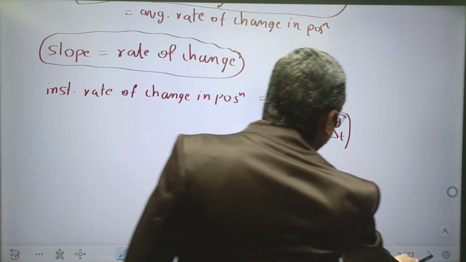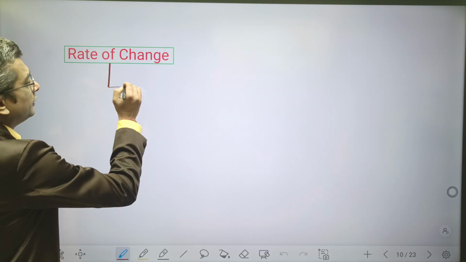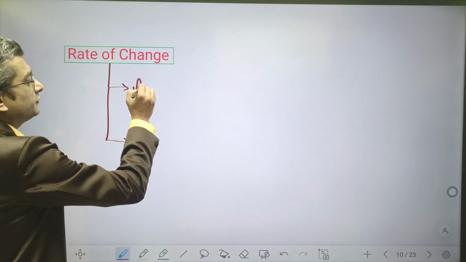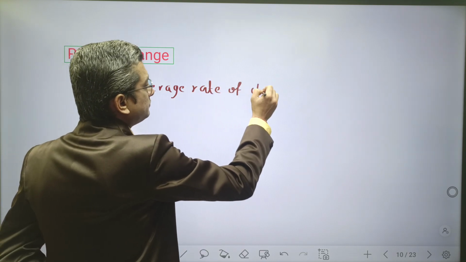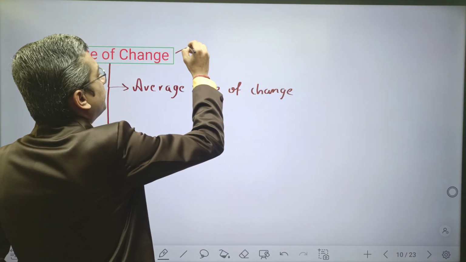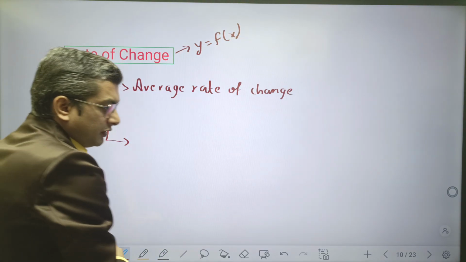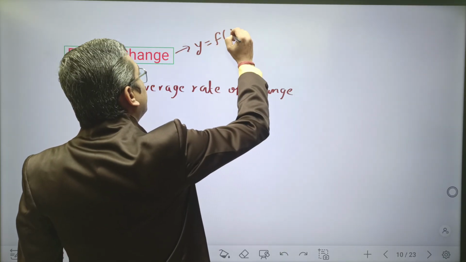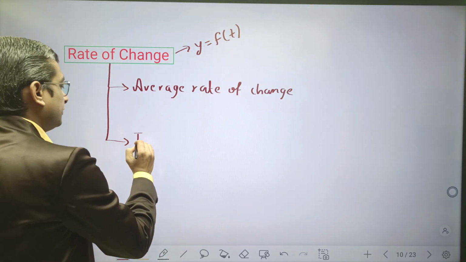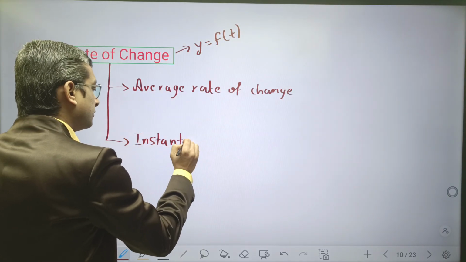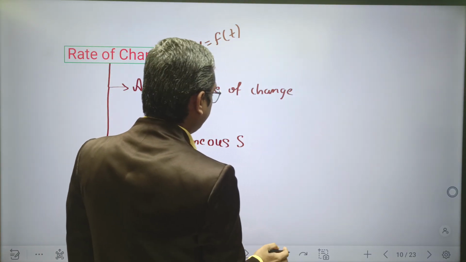Now next slide, very important, isn't it? If I write rate of change, this rate of change can also be defined in two ways. The first is average rate of change. Let us have a function y is equal to f(x), or you can say, if you are taking the earlier example, y is a function of t, where y is representing position and t is time. And the second is instantaneous rate of change.